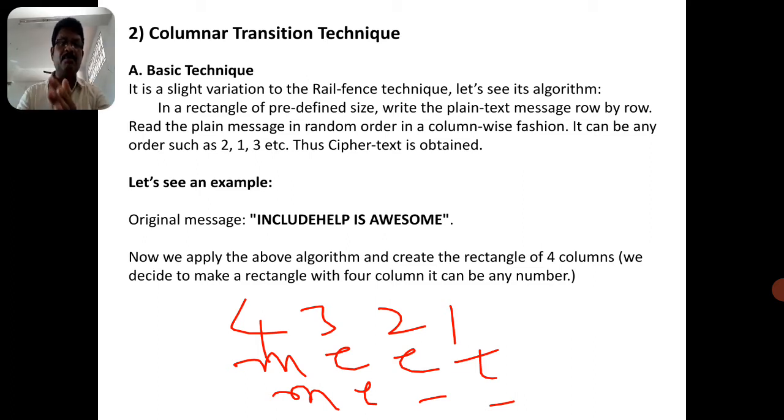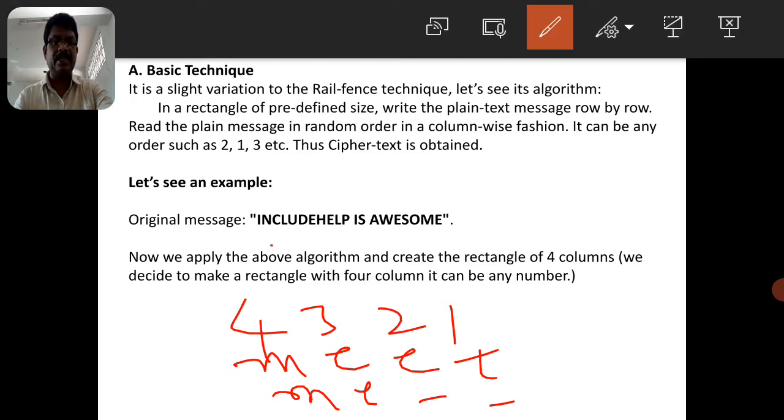So this is the column transposition, a basic technique. A rectangle of predefined size should be taken. The row wise and column wise data is prepared, and based on that particular column order we convert the message into the ciphertext. For example, here the plain text is taken, that is, "include help is awesome".